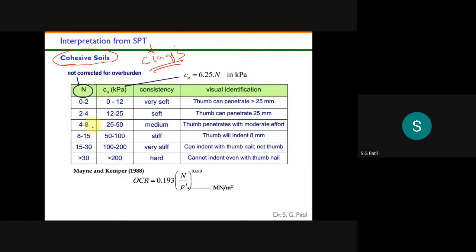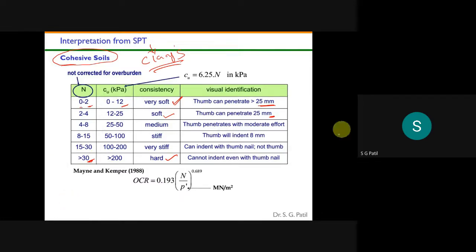So here for the cohesive soil, if you have an n value between 0 to 2, your undrained cohesion will be around 12 kPa, and the soil will be called very soft soil. If your thumb can penetrate for 25 mm, that kind of soil is called very soft soil. If your thumb can penetrate maybe equal to 25 mm, then you can call it a soft soil. And if even your thumbnail cannot make any indentation on the soil, then that soil is called very hard soil. In that hard soil, you will get an n value greater than 30.